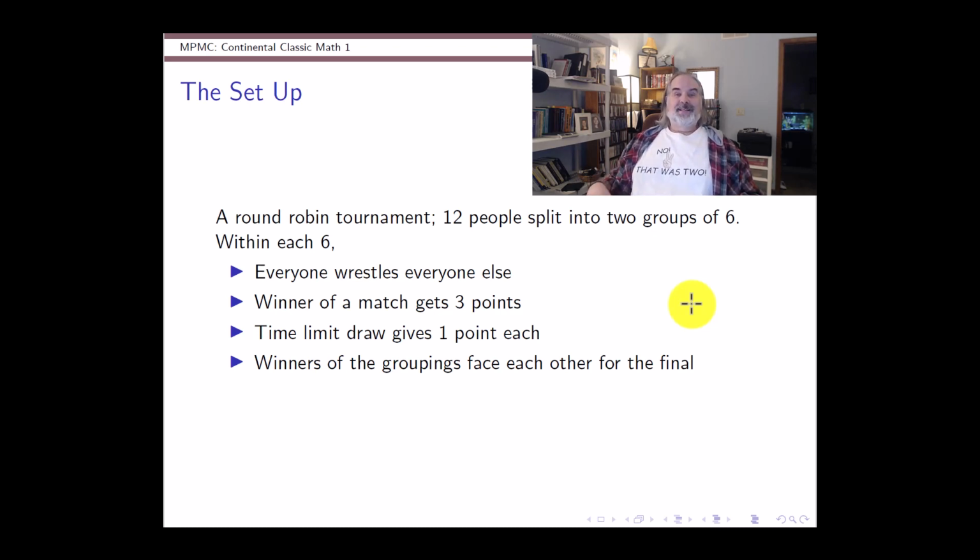So what this is, it's a round robin tournament. And they have 12 wrestlers that they've chosen to be in this tournament. They've split them into two groups of 6, and then with each group of 6, it's a round robin structure. So everybody in the 6 wrestles everyone else. You get 3 points for a win. If you tie, like a time limit draw, you each get a point, and once the two groupings are resolved to a winner, those two winners are going to face each other for the grand prize, whatever the heck that is. Maybe it's like an old Lincoln Continental, something like that.